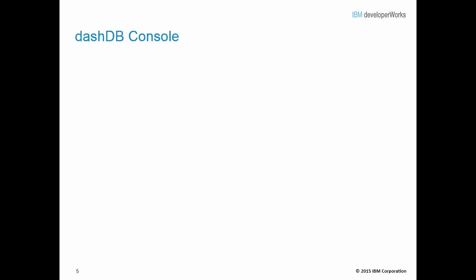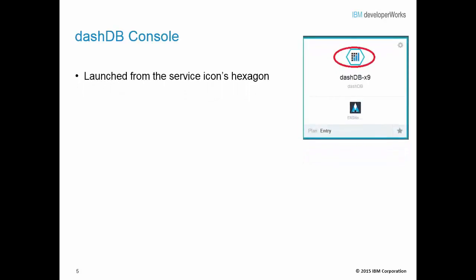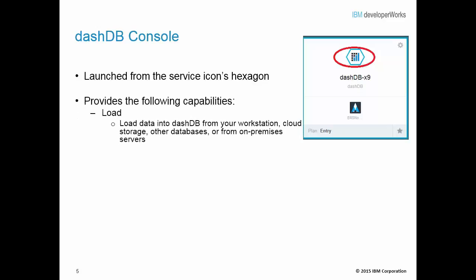Now let's look at the DashDB Console. Like with the Cloudant console, it's launched via the service icons hexagon, and it provides several capabilities. First, the capability to load. So you can load data into DashDB from a variety of different sources, including your workstation, cloud-based storage, other databases, on-premise servers, and so on.